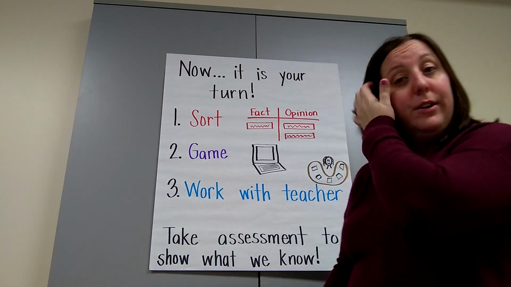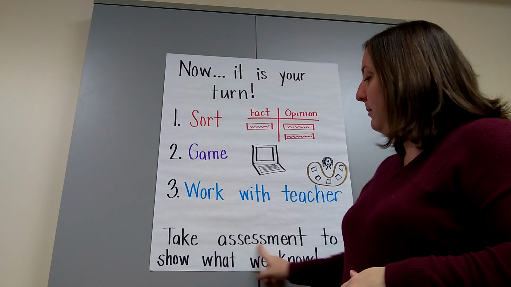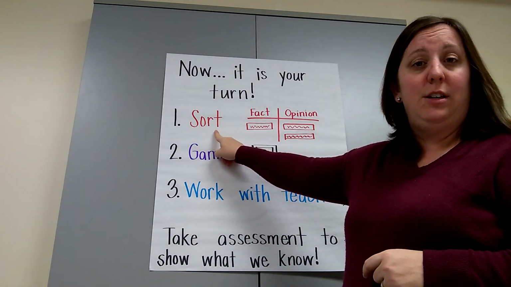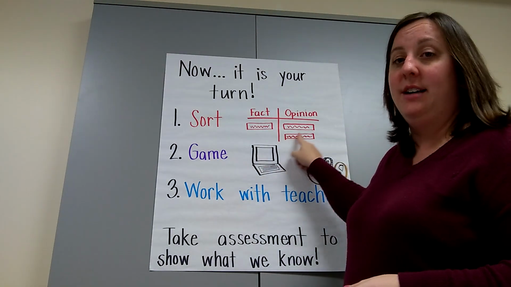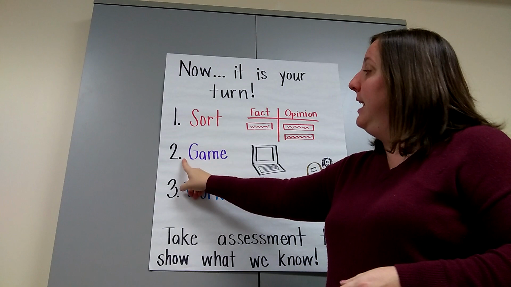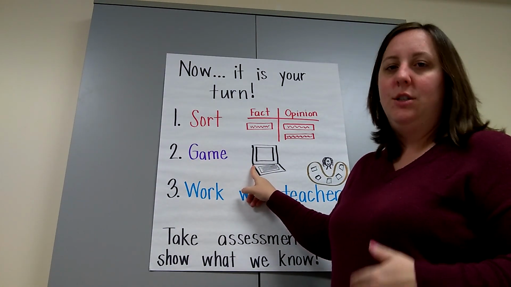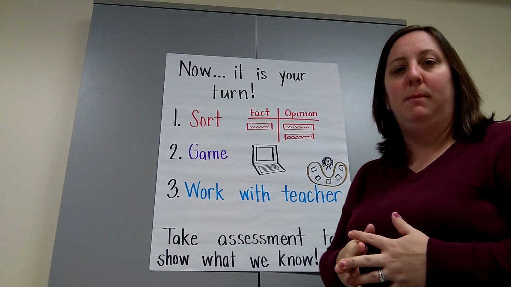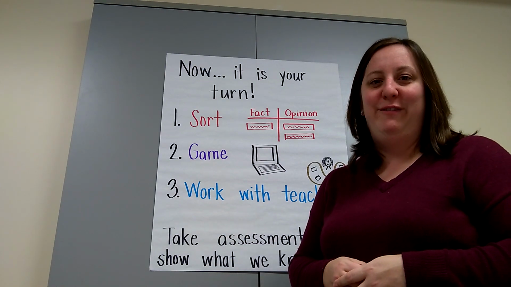Now it's going to be your turn. There are going to be 3 activities that we do, and then we're going to come together to take an assessment to show what we know. The first activity is our sort. You are going to cut the statements out and decide whether it's a fact or an opinion. The next part is you're going to play a review game on the computer in Schoology. I can show you how to get here. Number 3, you're going to work with Mrs. McMullen at the round table. Hopefully everyone has a good understanding of fact and opinion.